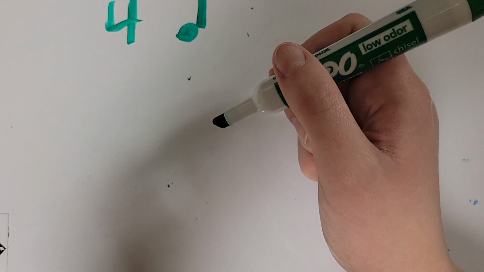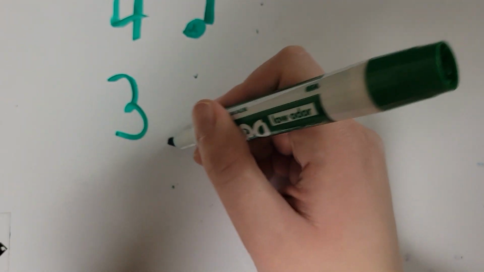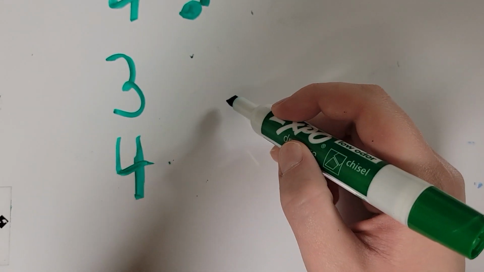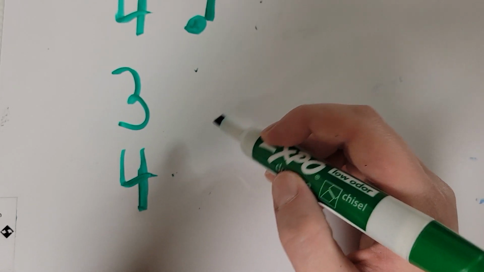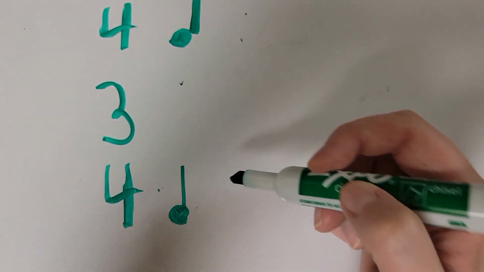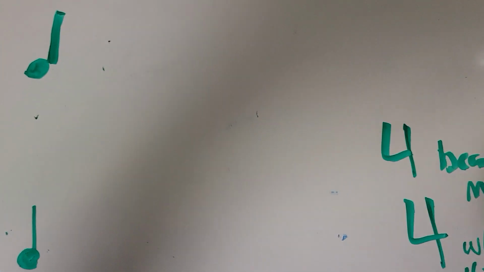So if you were to see 3, 4, how many beats per measure would it be? It would be 3 beats per measure, and the quarter note would get the beat. So anytime you see a 4, you know that it's going to be a quarter note that gets the beat if the 4 is on the bottom.